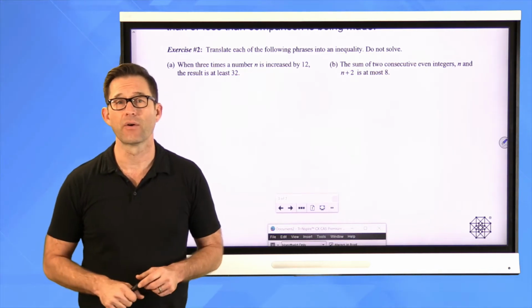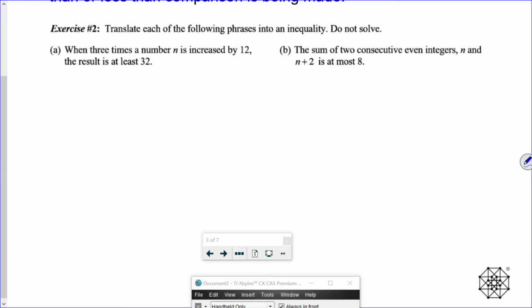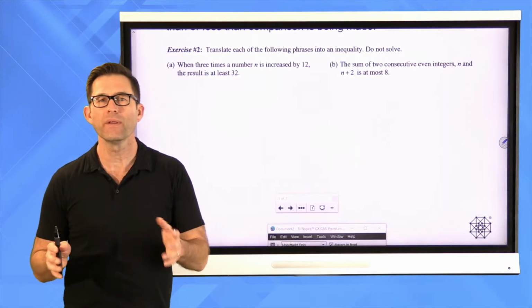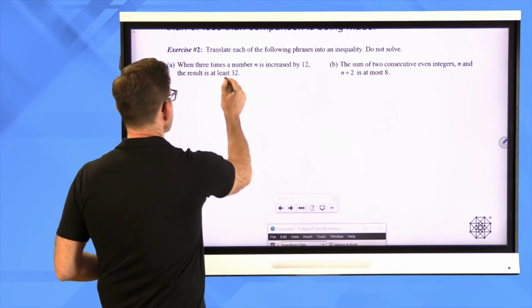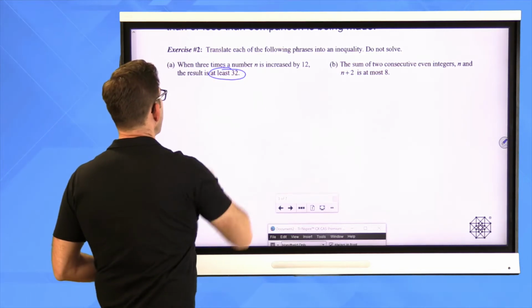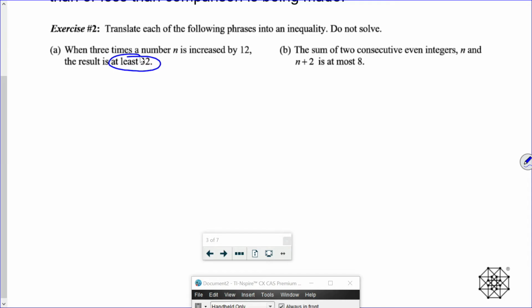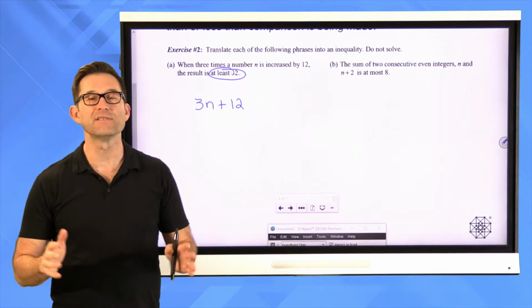Let's take a look at letter A. When 3 times a number n is increased by 12, the result is at least 32. Okay, so really what we're keying in here is the phrase at least. I think the 3 times a number increased by 12 is easy enough, right? That's 3n plus 12. So how should I translate at least 32?